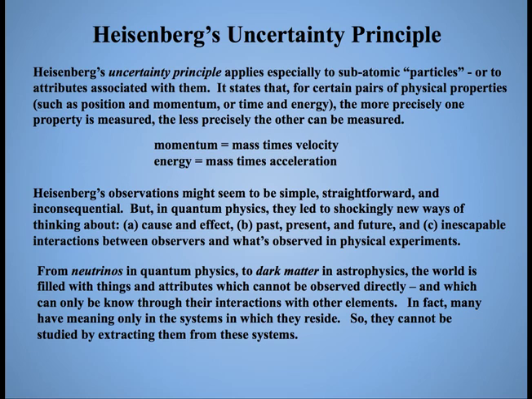From neutrinos in quantum physics, to dark matter in astrophysics, the world is filled with things and attributes which cannot be observed directly, and which can only be known through their interactions with other elements. In fact, many have meaning only in the systems in which they reside. So, they cannot be studied by extracting them from these systems.